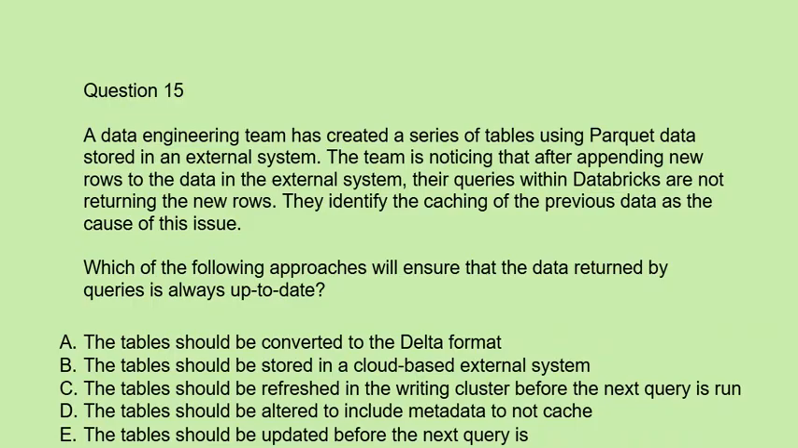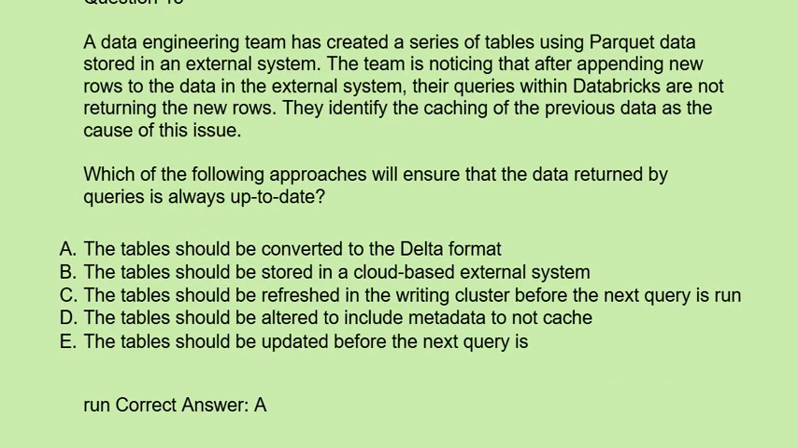Question is, a data engineering team has created a series of tables using Parquet data stored in an external system. The team is noticing that after appending new rows to the data in the external system, their queries within Databricks are not returning the new rows. They identify the caching of the previous data as the cause of this issue. Which of the following approaches will ensure that the data returned by queries is always up to date?